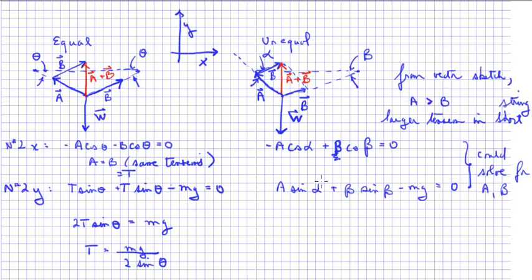And then you have a Newton number 2 in the y direction, where the sum of the two y components, A sine alpha plus B sine beta minus mg is equal to 0. And so we have two equations with two unknowns. The two unknowns are A and B, and so one could solve those. We won't in this class. But the important thing to realize here is that from the drawing, one can conclude that the tension in the short string is larger than the tension in the long string.